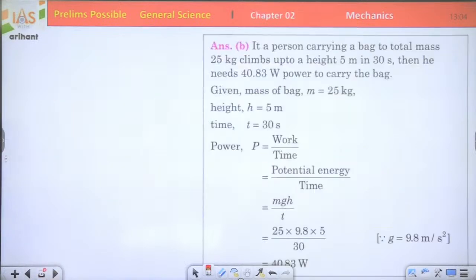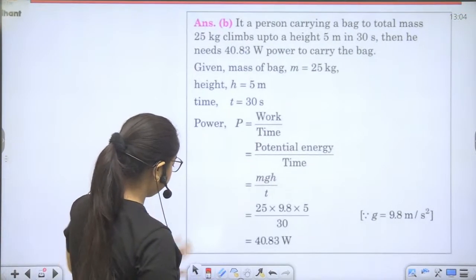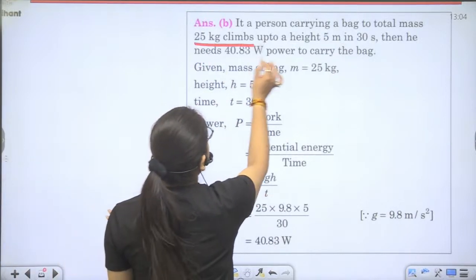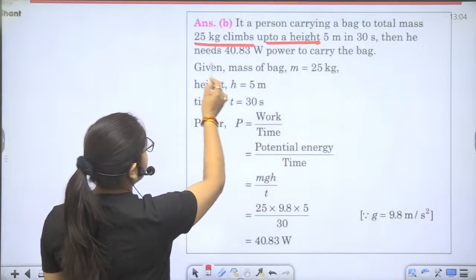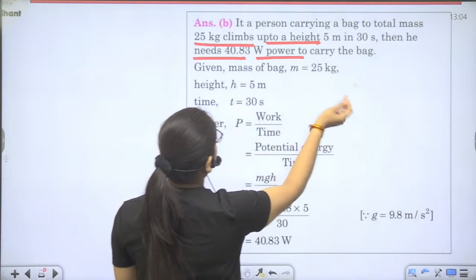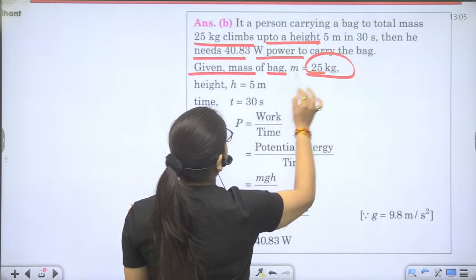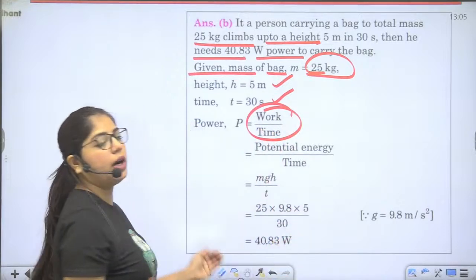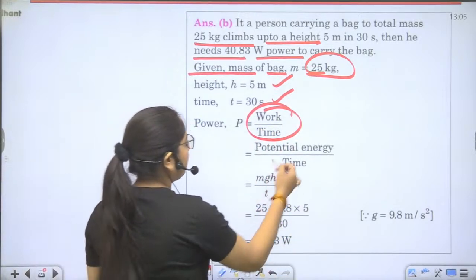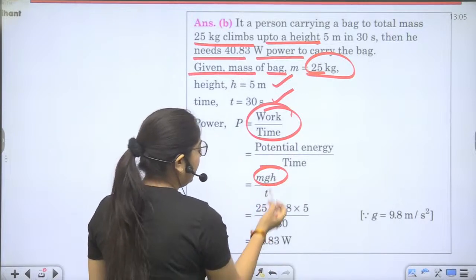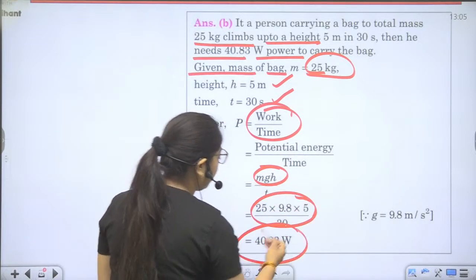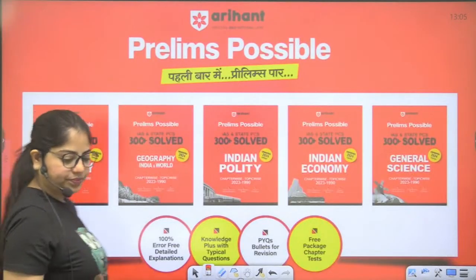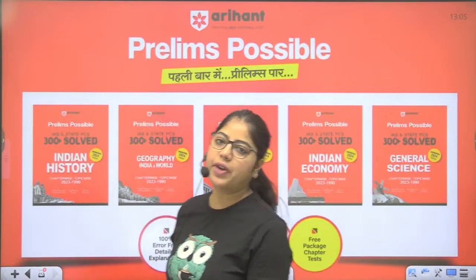Clear? A person carrying a bag of total mass 25 kg climbs up to a height of 5 meters, and this needs 40.83 watt power to carry the bag. Given: mass of the bag is 25 kg, height 5 meters, 30 seconds. P is equal to work upon time, and what is work? Potential energy upon time, and potential energy is mgh upon T. Let's put the values here and we get the answer 40.83 watt. Clear? Okay.